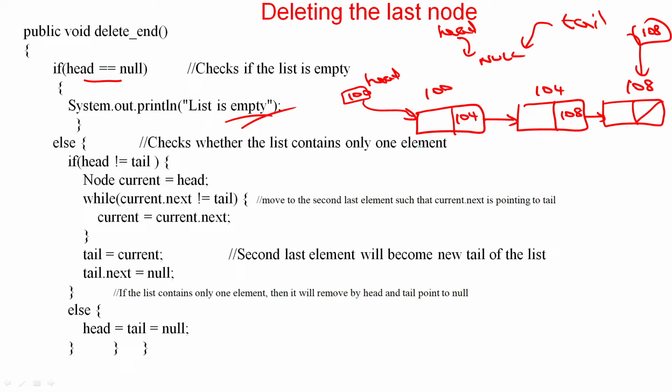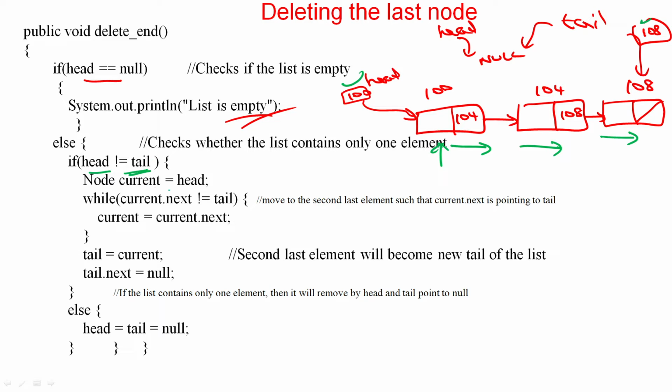in a linked list, whenever we are accessing, it starts from the head node. So we have to move step by step to reach the last node. For that, what we are checking now: head not equal to tail. Yes, head is 100, tail is 108. Yes, the condition is true.